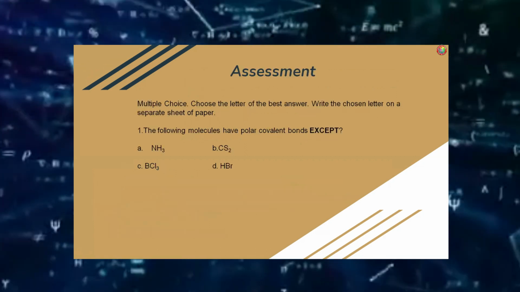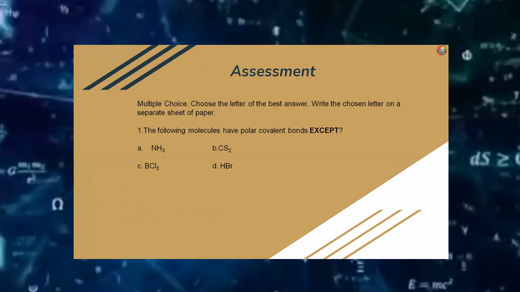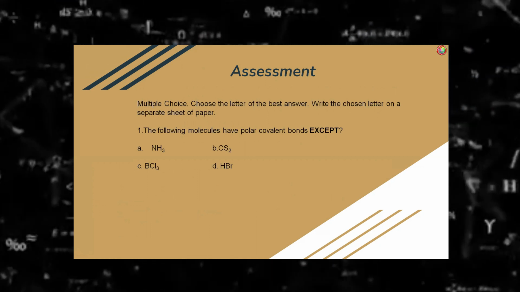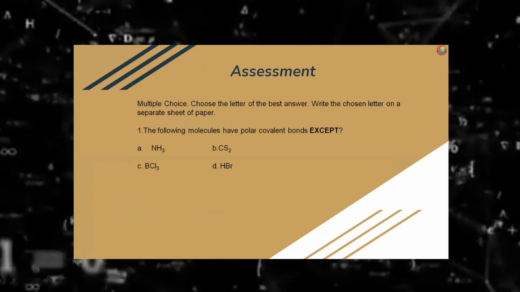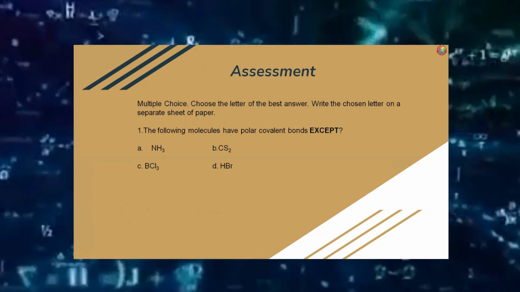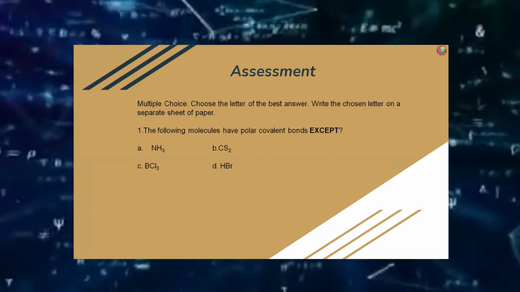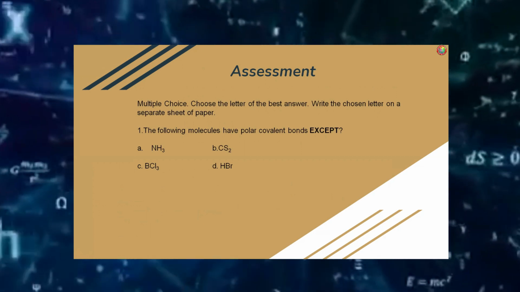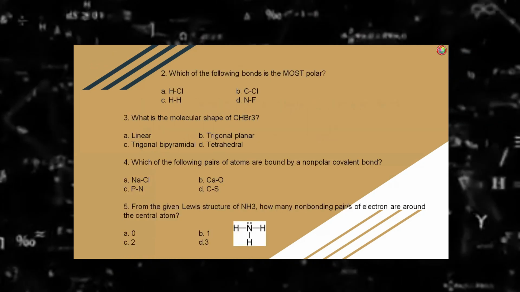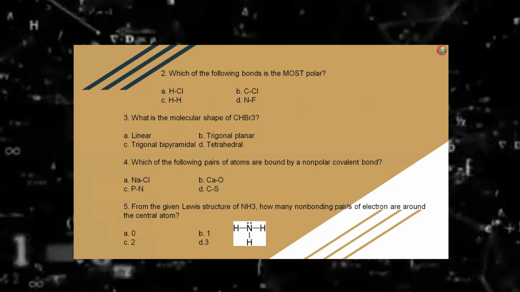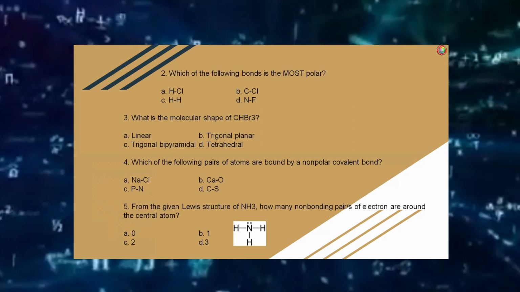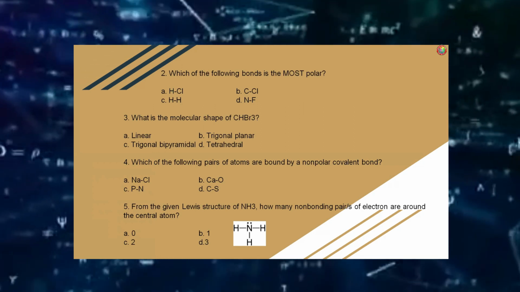Now for our assessment, so choose the letter of the best answer and write the chosen letter on a separate sheet of paper. So we have here number one. The following molecules have polar covalent bonds except A, ammonia. Letter B, carbon disulfide. Letter C, boron trichloride. And letter D, hydrogen bromide. For number two, which of the following bonds is most polar? A, H-Cl, B, C-Cl, C, H-H, D, and H-F.